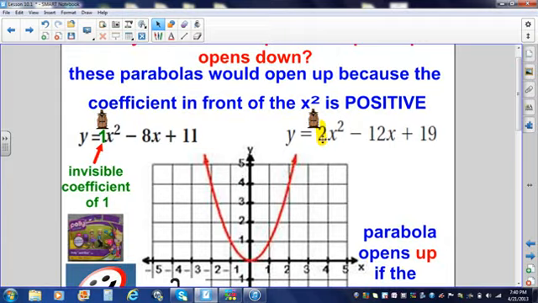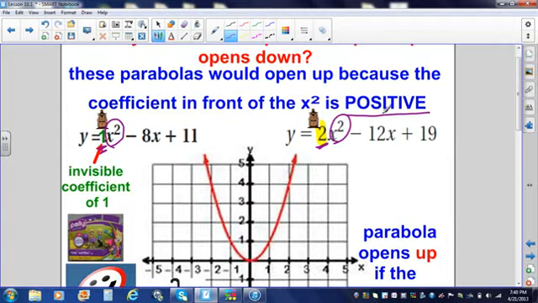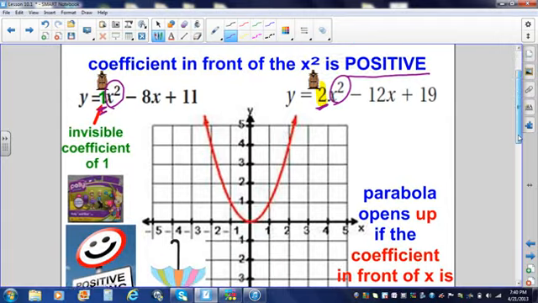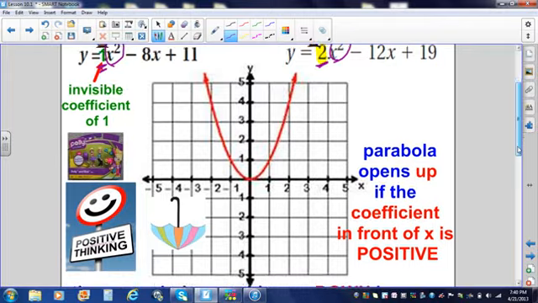Notice in this example we have y equals 2x squared minus 12x plus 19. Both of these parabolas would open up because the coefficient in front of x squared is positive. So remember, if the coefficient in front of x squared is positive, the parabola will open up.